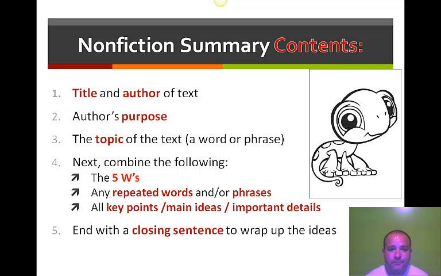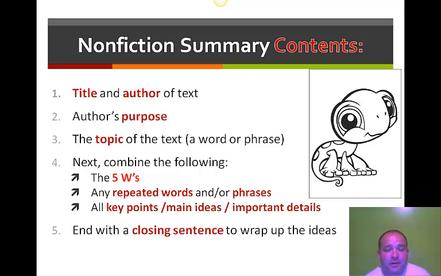But first you have to have the title and the author of the text. Okay, and those are usually in the very first line, or maybe even the second line, but it's at the top, and it is one of the most important parts of the summary, so we know what you're summarizing.